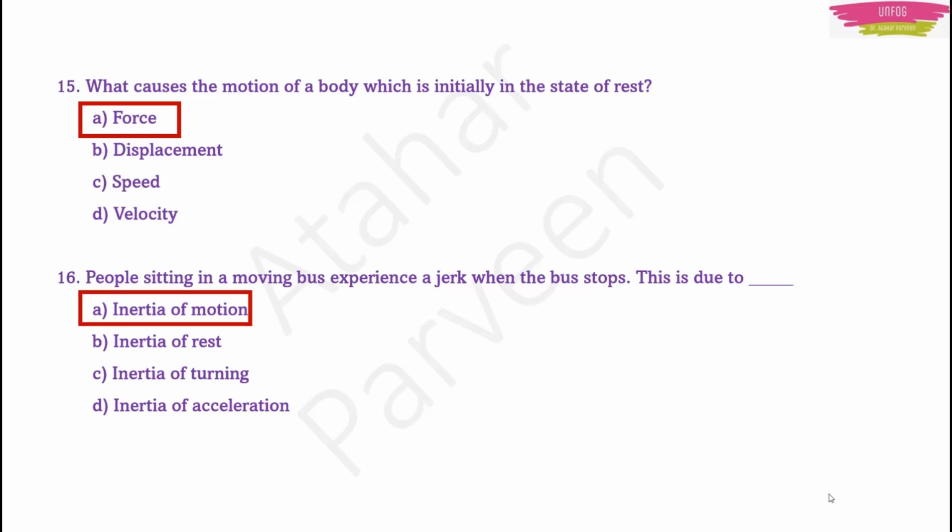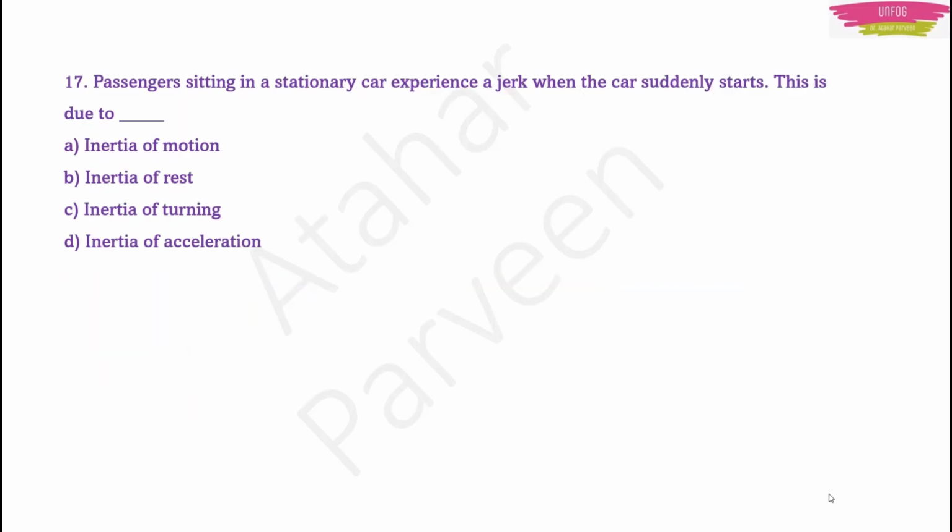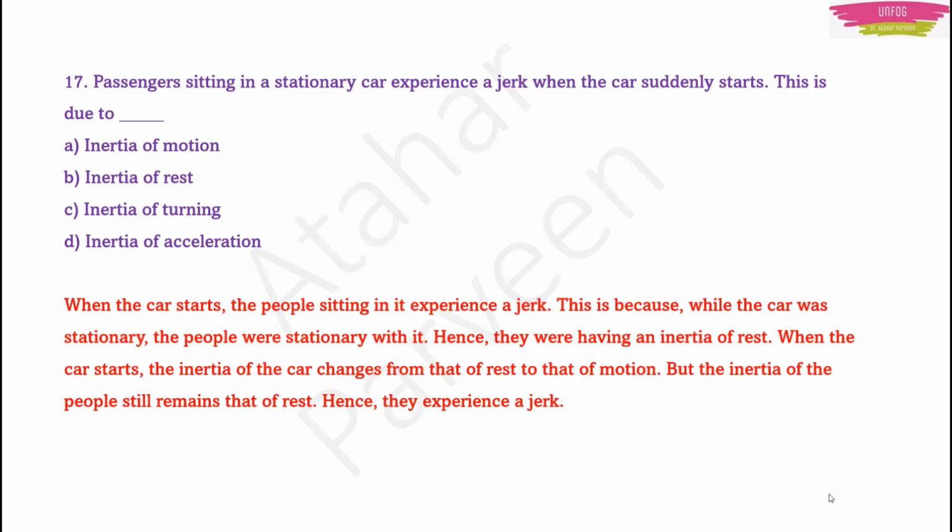Don't worry if you have not understood. I'll explain inertia of rest also. I'll give this example. Passengers sitting in a stationary car experience a jerk when the car suddenly starts. This is due to, now it comes, inertia of rest. Now I'll explain again. When the car starts, people sitting in the car experience one sudden jerk. Why do they experience this jerk? Because when the car was stopped, it was stationary, and people were also stationary with it. Correct?